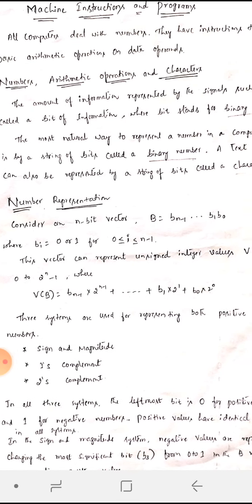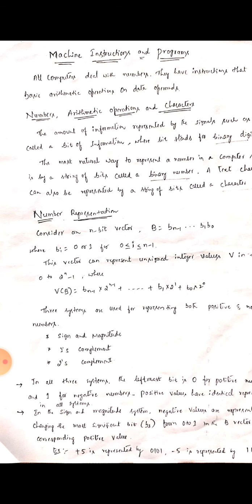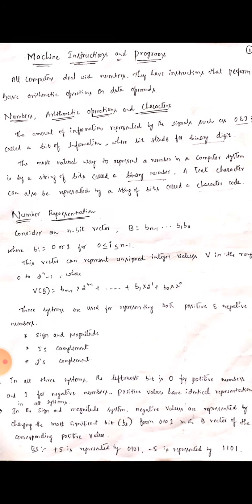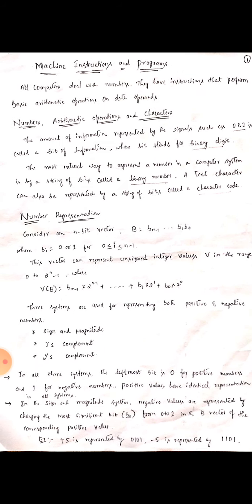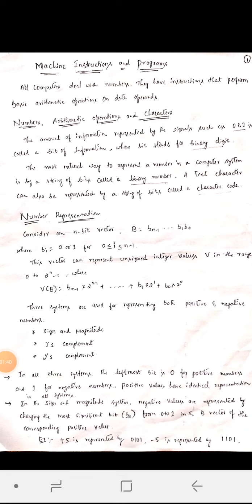Now there are three kinds of methodology we are using to represent both positive and negative numbers, and these methods are nothing but sign and magnitude, 1's complement and 2's complement. In all the three systems, whenever we are representing positive numbers, they are the same. But the difference comes when we are trying to represent the negative number.